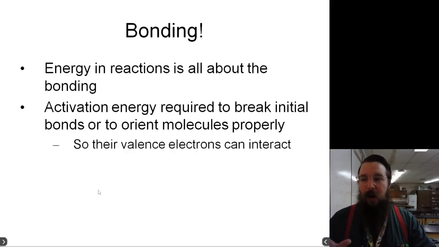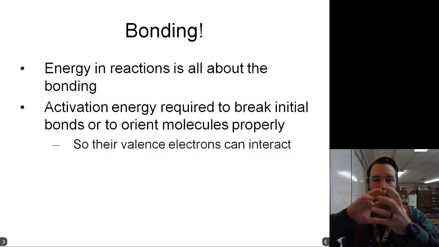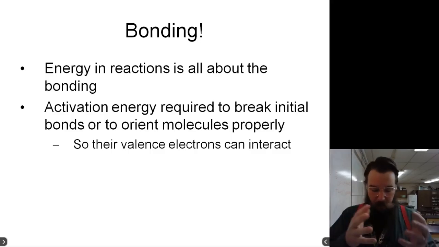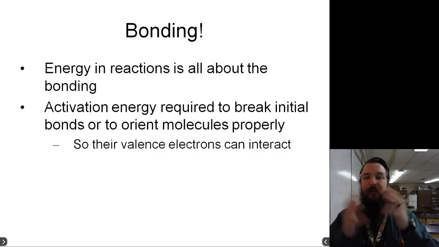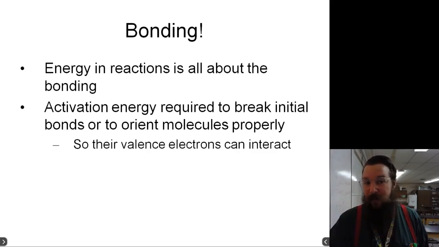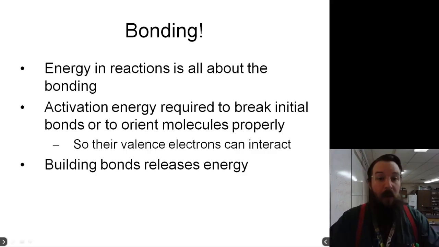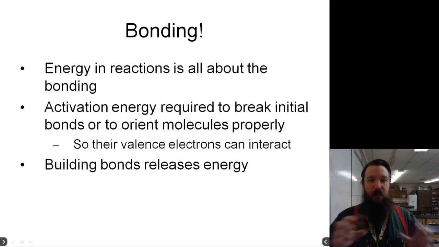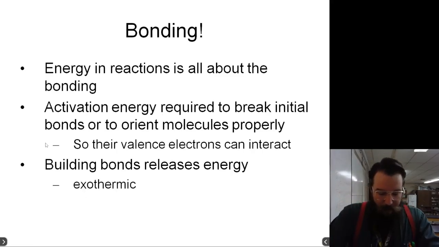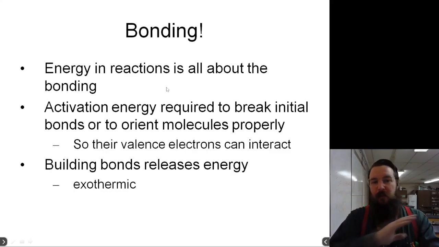Now we're on to the next one. The reason why we have to apply the energy or orient molecules properly is so that their valence electrons, those outermost shell electrons, will be able to interact. Remember, those valence electrons interacting is how we have chemical reactions happening. That's how bonds break. That's how bonds form. Remember, anytime that we're building bonds, we're going to be releasing energy out into the environment. So building bonds releases energy. Any reaction that's making more bonds than breaking, that is called an exothermic reaction. We are making more bonds than what we're breaking overall.